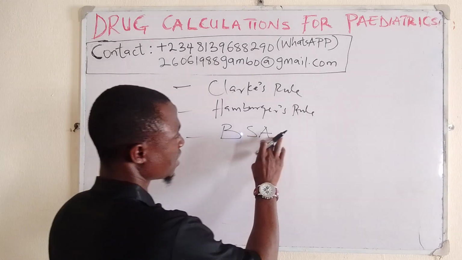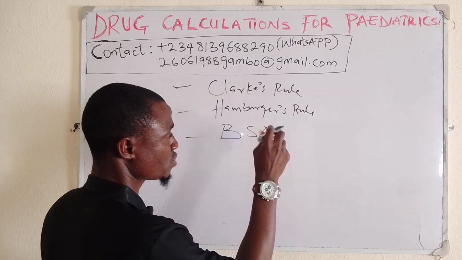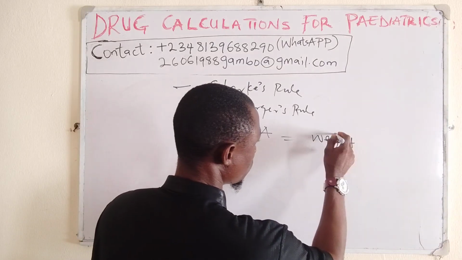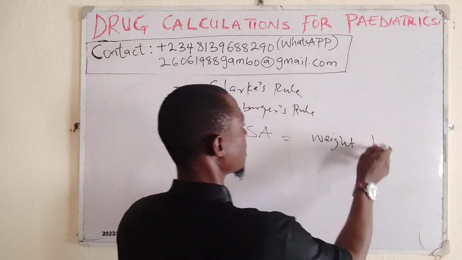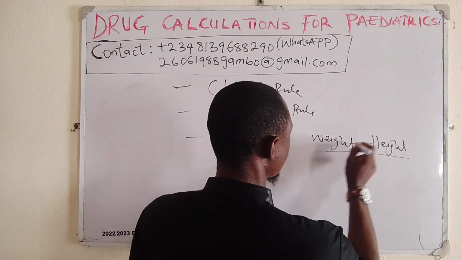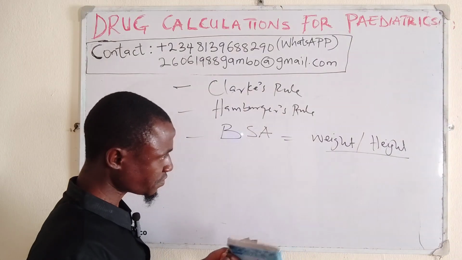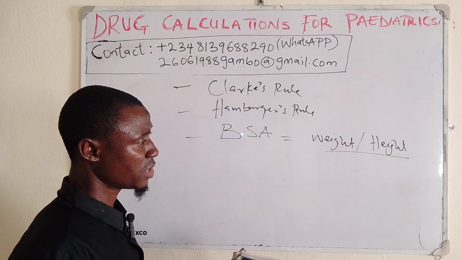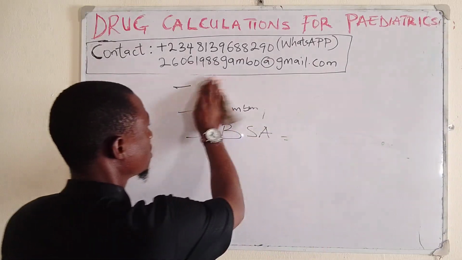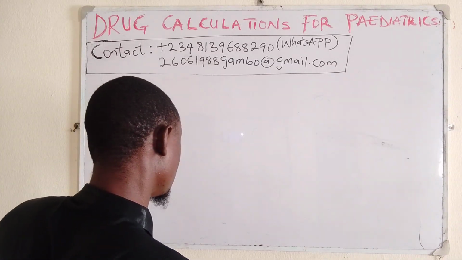But of course, this particular one is an extension to these tools. Extension meaning, in addition to the weight of the child, we also take into consideration the height of the patient. We also need the height of the patient for us to be able to calculate the body surface area. Now, what is the formula? Quickly, let's look at the formula that we can use to calculate the drug dose for a child using the body surface area of that child.